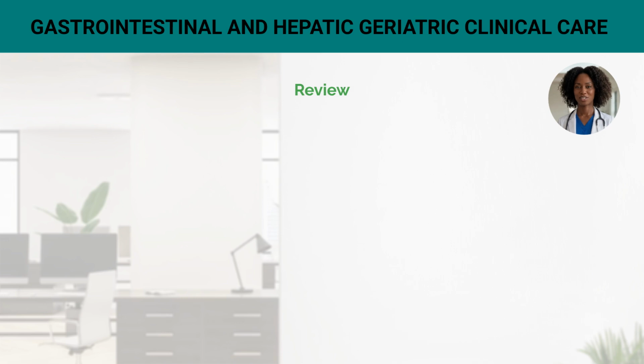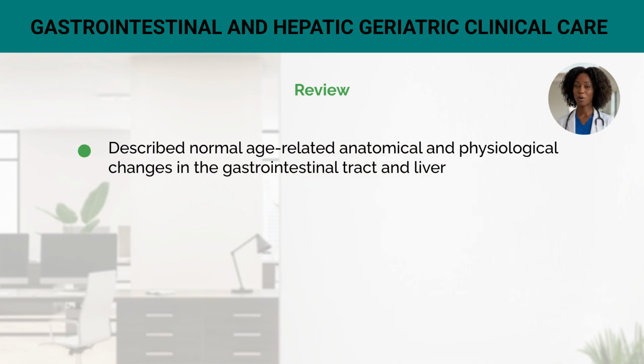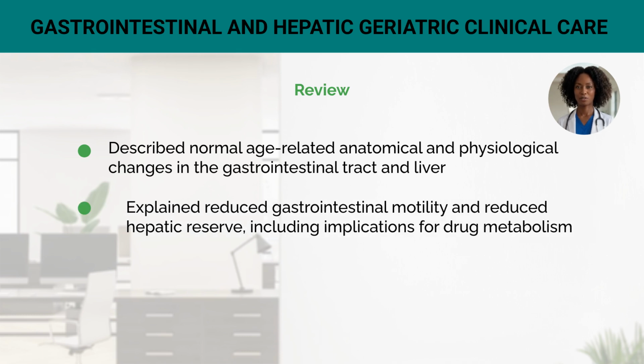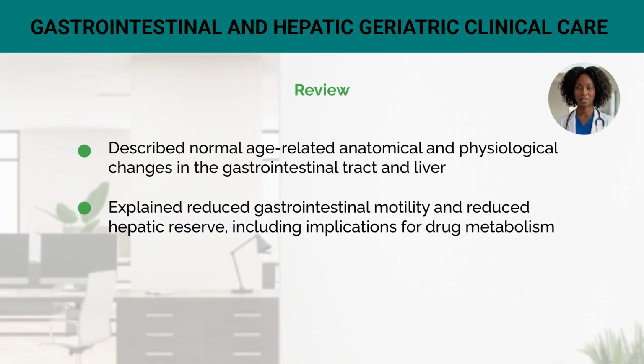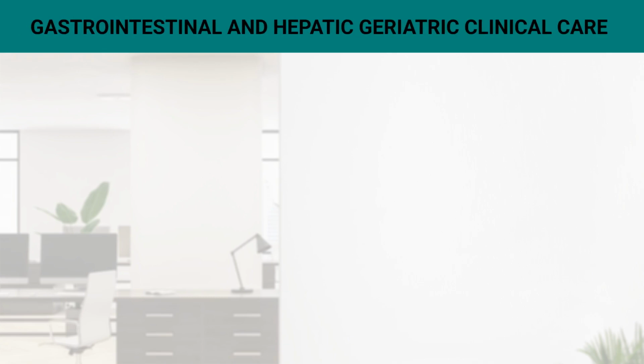In the previous session, we described normal age-related anatomical and physiological changes in the gastrointestinal tract and liver. We also explained reduced gastrointestinal motility and reduced hepatic reserve, including implications for drug metabolism. In this session, we will continue our discussion on gastrointestinal and hepatic geriatric clinical care.